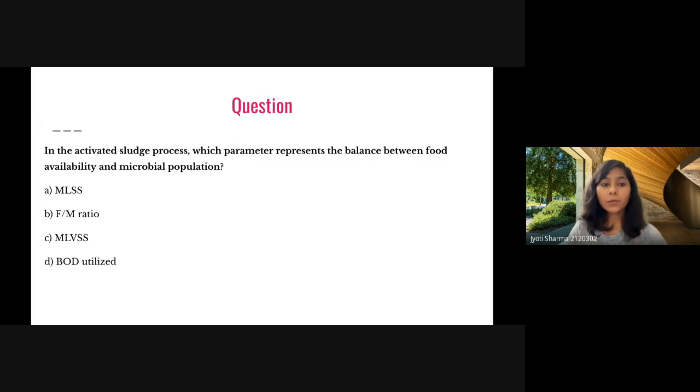Because today we will talk about a few technical terms, in the activated sludge process or even in the trickling filter, so you have to respond to me. Okay, the question is: in the activated sludge process, which parameter represents the balance between food availability and microbial population? The four options I have are: A, MLSS; B, F by M ratio; C, MLVSS; D, BOD utilized.